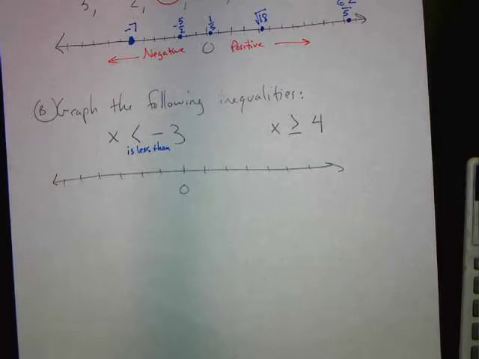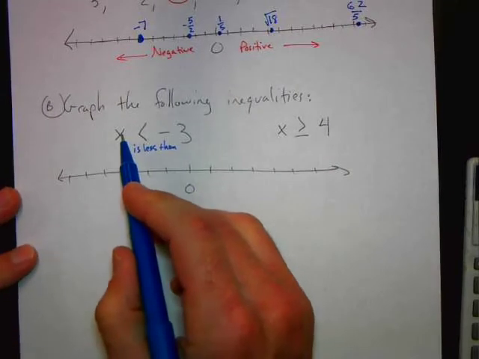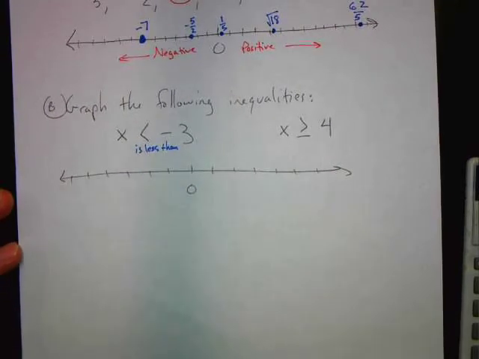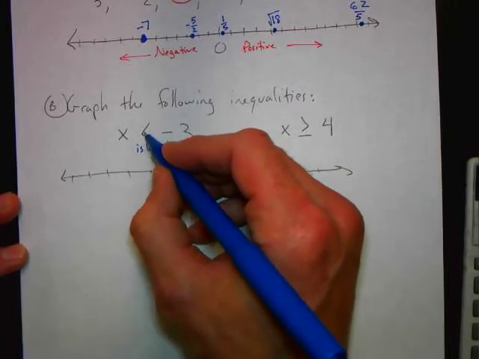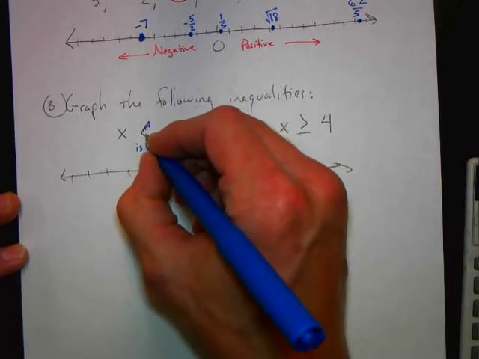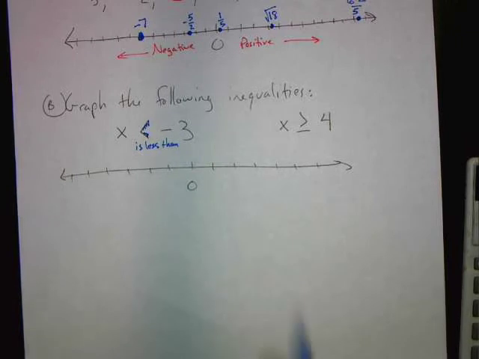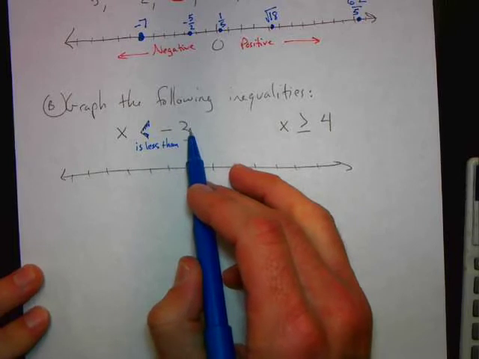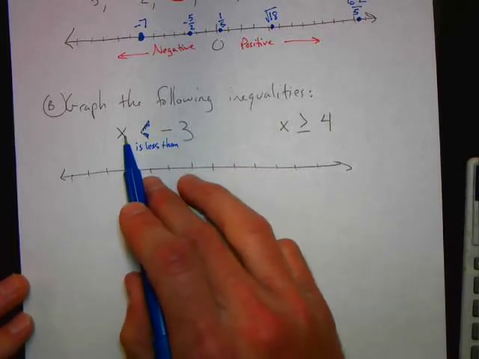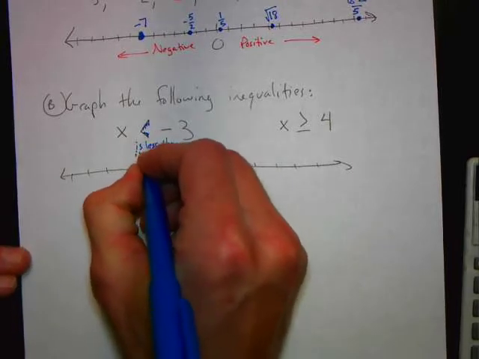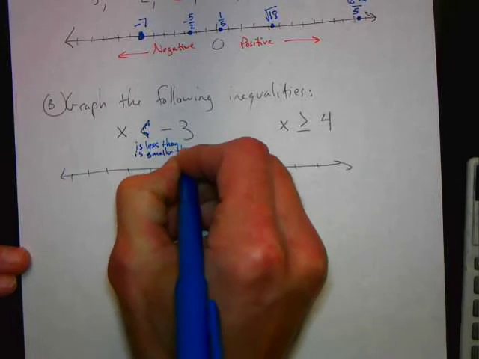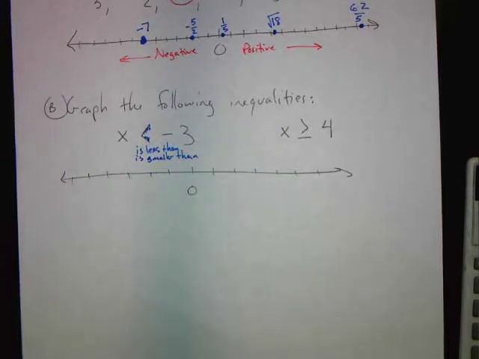Now you can look at it in terms of being bigger than or being smaller than. So if you have this symbol, you can read it as "is less than negative 3," or you can see that this symbol is almost like an alligator, right? So this alligator is eating this negative 3. Now alligators always eat the bigger stuff. So if the alligator is eating negative 3, that means the x is smaller than the negative 3. So you can also think of it in terms of "is smaller than."